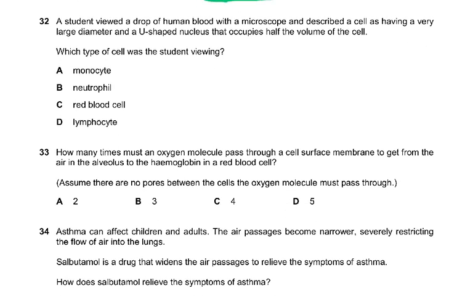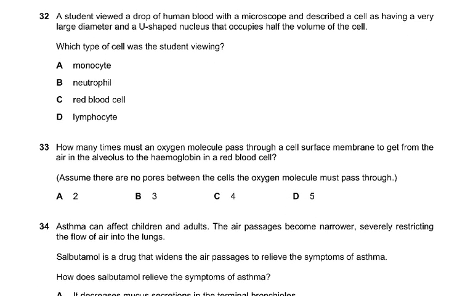Then question number 32. A student viewed a drop of human blood with a microscope and described a cell as having a very large diameter and a U-shaped nucleus that occupies half the volume of the cell. Which type of cell was the student viewing? Monocyte.